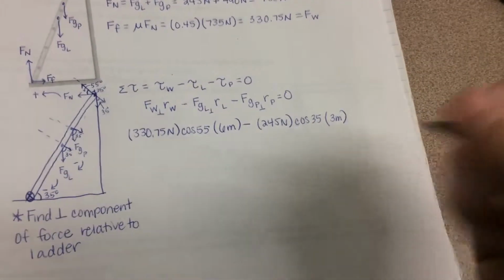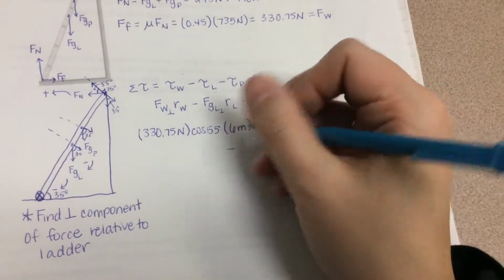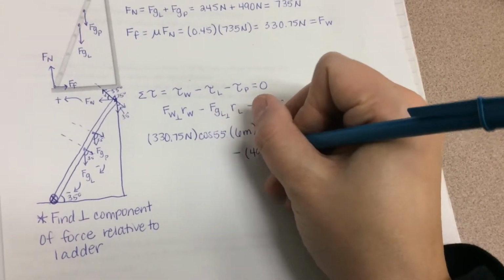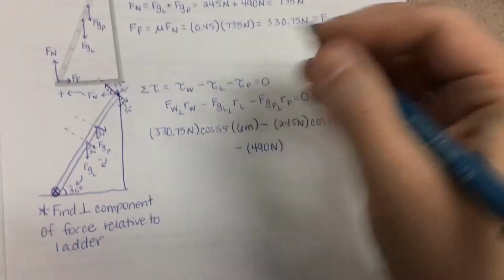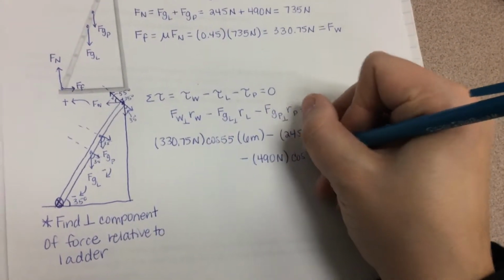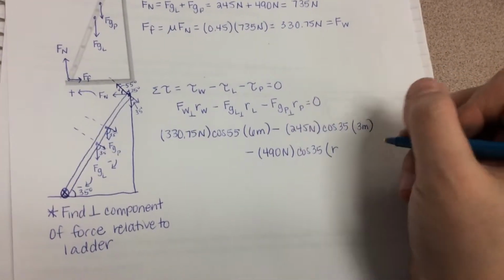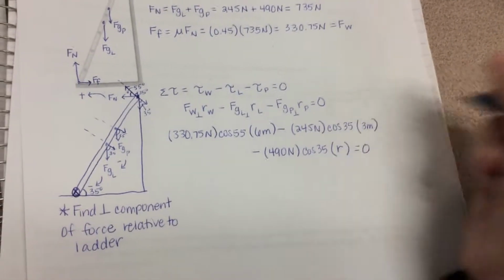So I ran out of room. And so then minus the force of gravity from the person we found was going to be 490 newtons, and then times the cosine of 35 to get its perpendicular component. And then since we don't know where the person can be, we're just going to put an r there, and that should add up to equal 0.